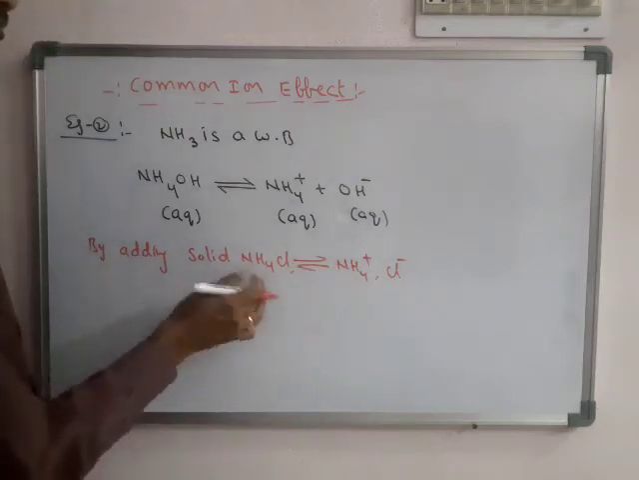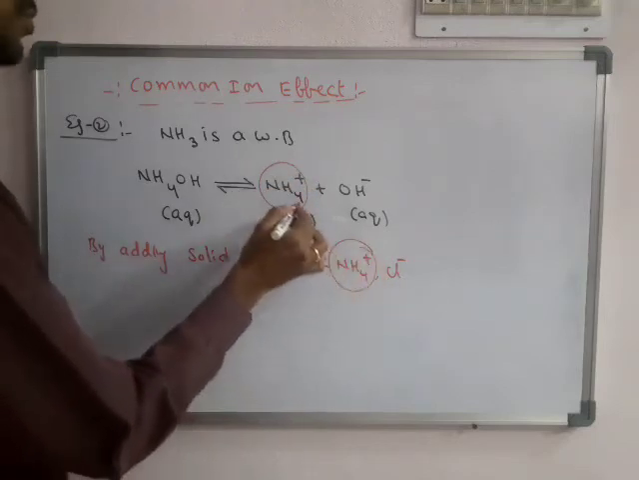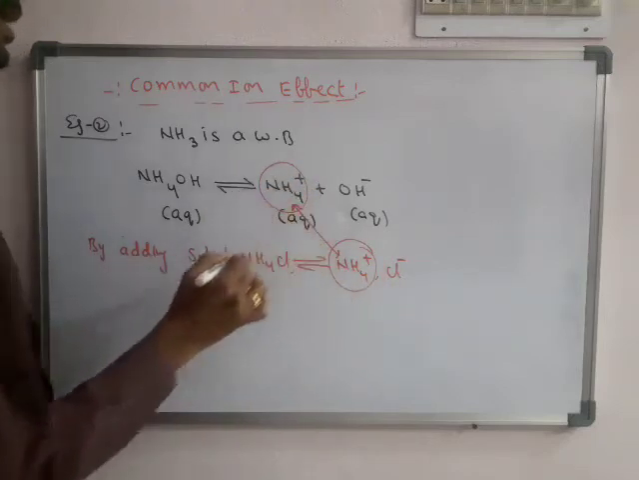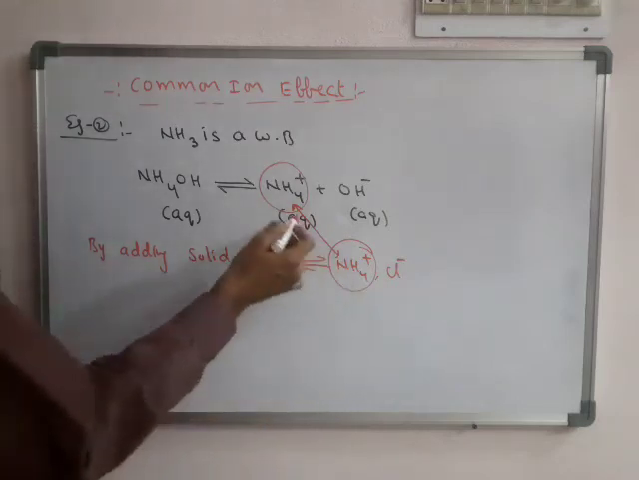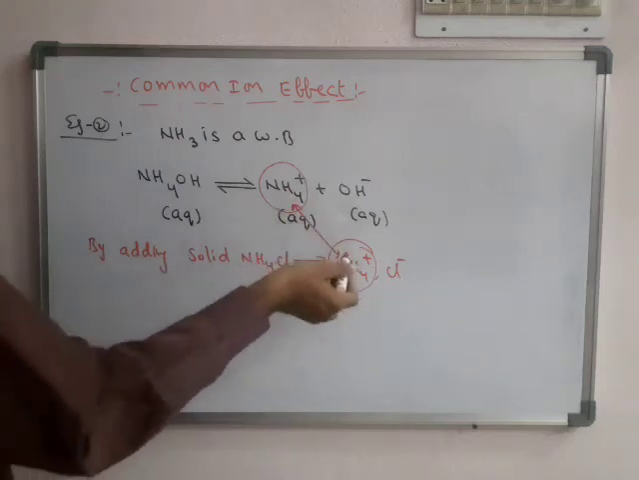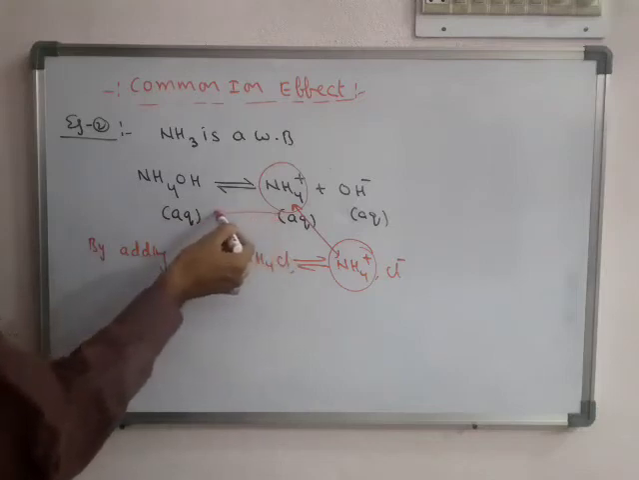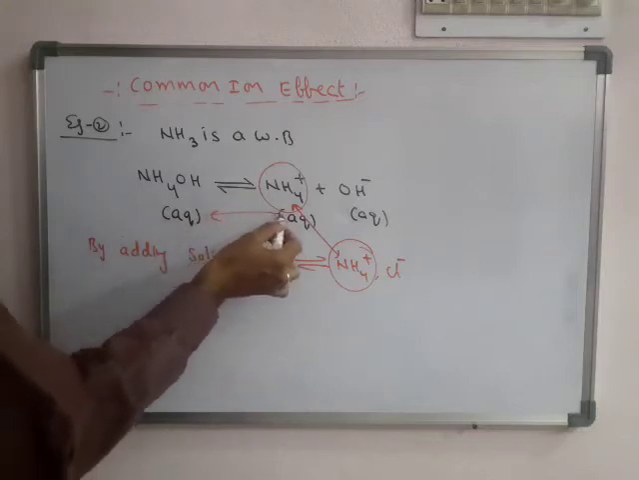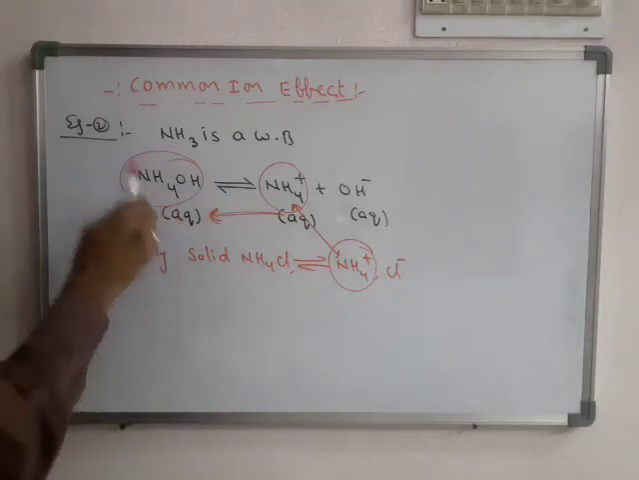By the addition of NH4Cl, there is an increase in the concentration of NH4 plus. Here the common ion is NH4 plus, and its concentration is increased on the right side. The right side concentration increasing means the equilibrium shifts towards the back side. The concentration of ammonium hydroxide somewhat increases. It is already a weak base.